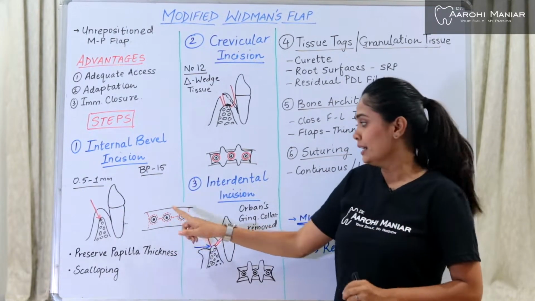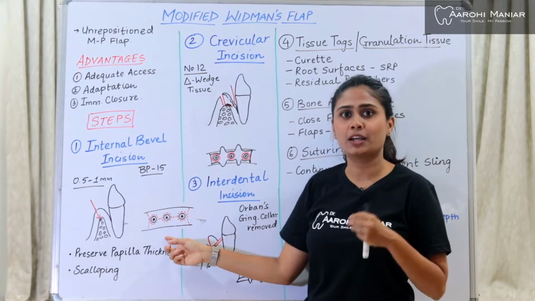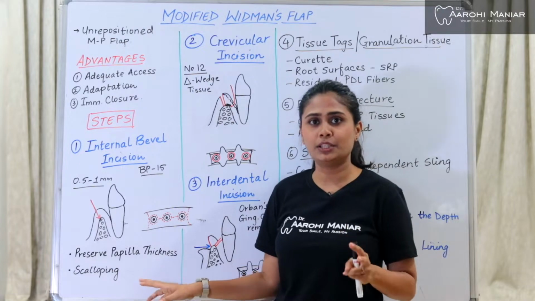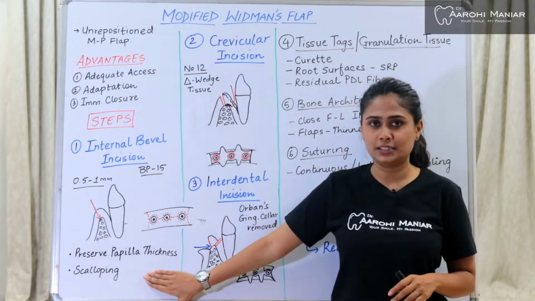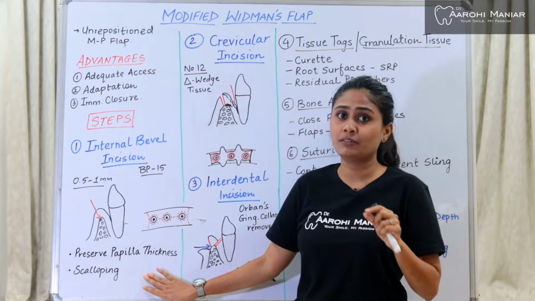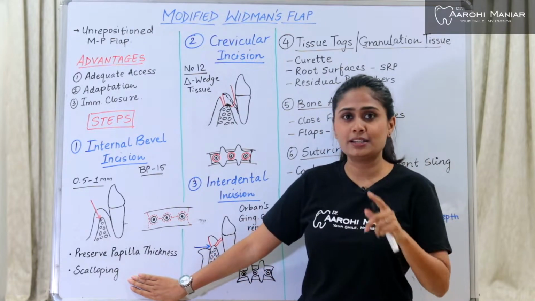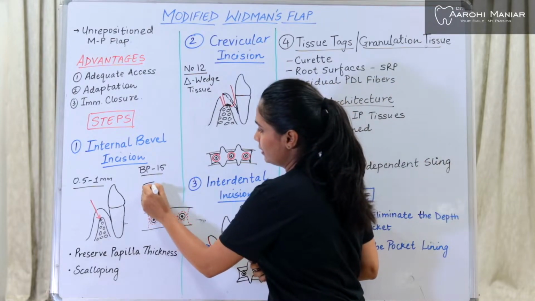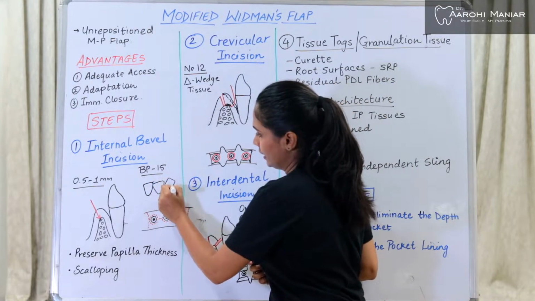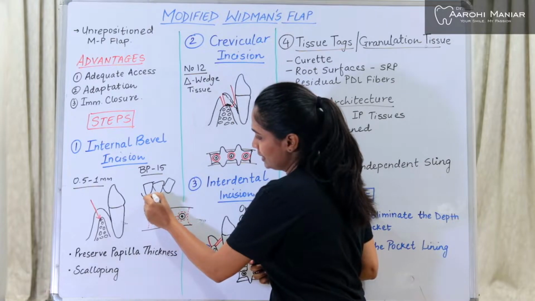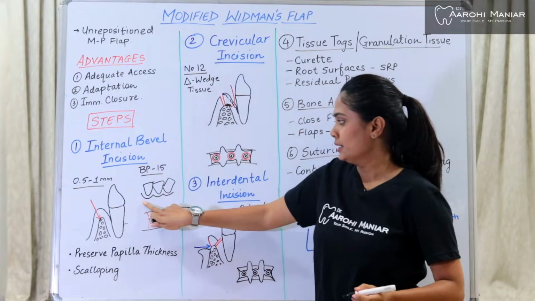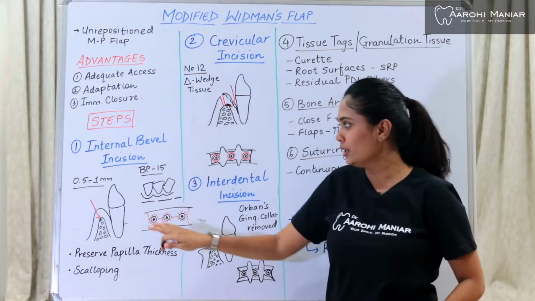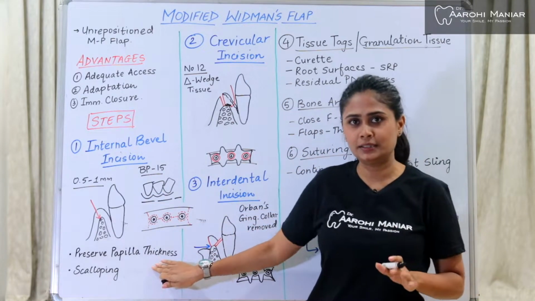If you sit and closely look at this diagram, you might be able to understand what I am trying to say. The two main things that we need to take care of in our internal bevel incision: first is that we need to preserve our papillary thickness, and the second is the scalloping of the marginal gingiva needs to be followed. So if these are our incisors and this is my canine, I have to follow the scalloping. I cannot give my incisions like this. So this is all about our internal bevel incision.